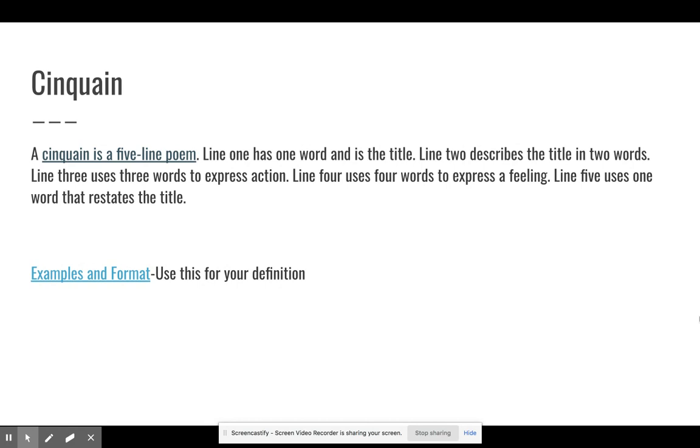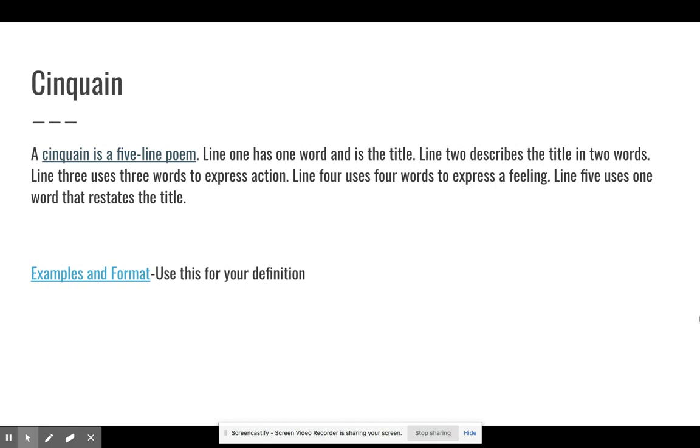So the first type of poem I'm going to teach you about is called a cinquain. So a cinquain poem is pretty short. It's only 5 lines. Line 1 has 1 word and is the title of the poem. Line 2 describes the title in 2 words. Line 3 uses 3 words to express action. Line 4 uses 4 words to express a feeling. And line 5 uses 1 word that restates the title. So in a sense, it's a very, very short poem.